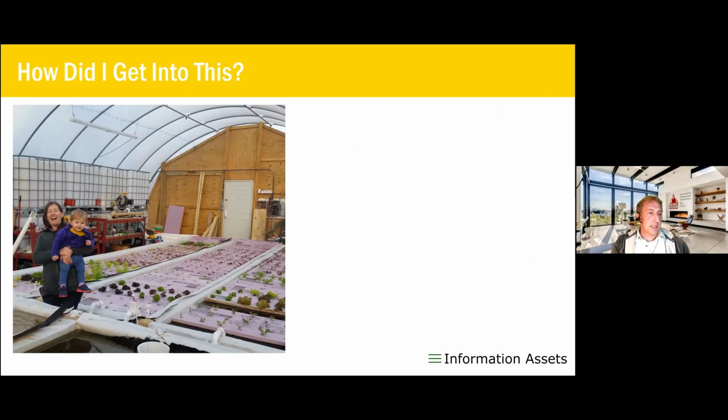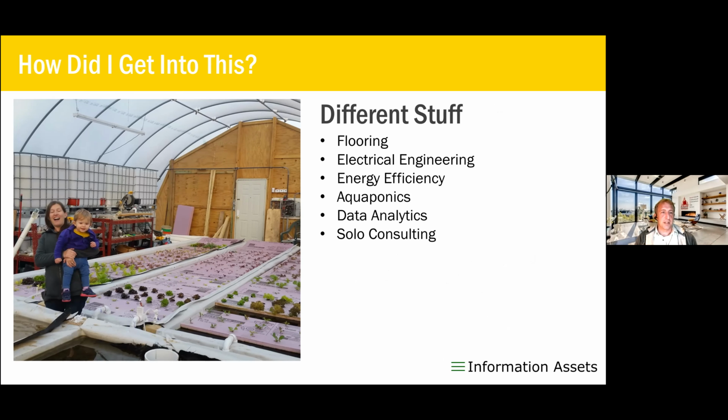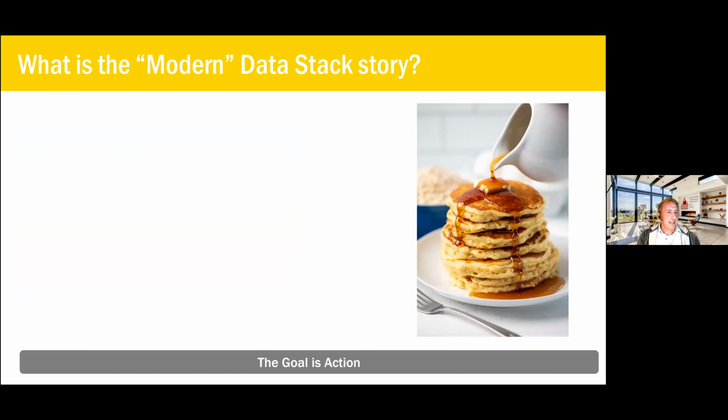So me, how did I get into all this stuff? I have done a lot of different things in my life. You can see my wife and my daughter there inside a greenhouse and an aquaponics setup that I built. Aquaponics is a way of growing plants and fish together. I worked at the fish farm for a while. So I installed flooring, I've done electrical engineering, I've evaluated energy efficiency programs, I built aquaponics systems for a while, and then I moved into data analytics. And since last year, I've been consulting on a solo basis, running my own company called Information Assets. It's been an interesting ride. I've been doing lots of stuff. I love to learn.